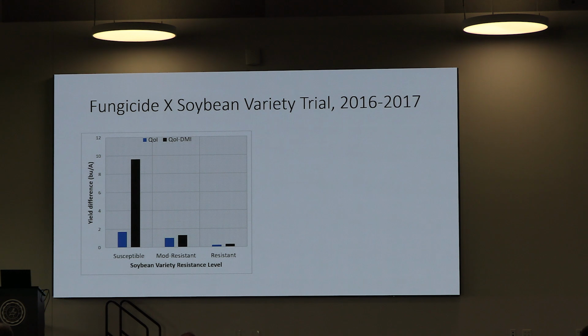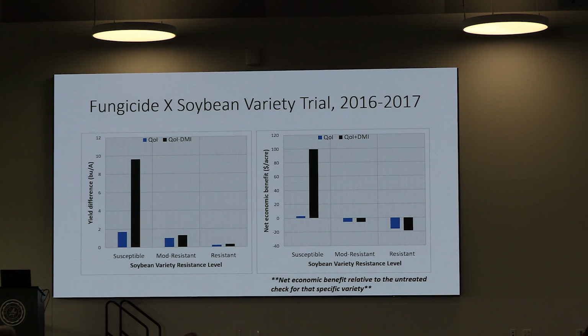This is looking at the yield difference in each of those scenarios. So this would be compared to the untreated check within that specific variety. So if you look at the susceptible, we saw almost a 10 bushel yield response when we applied that mixture, compared to less than a 2 bushel yield response when we applied just a single QOI fungicide. But not as big a yield difference when we're looking at our varieties that had greater resistance to frogeye leaf spot. When we put some economics to this, this is looking at the net economic benefit. So again, this would be compared to the untreated check for that specific variety.